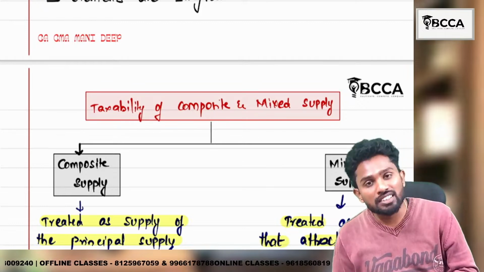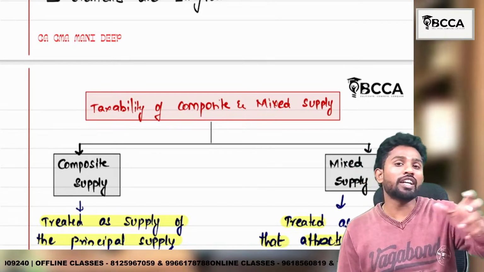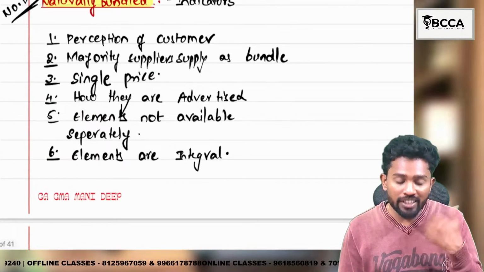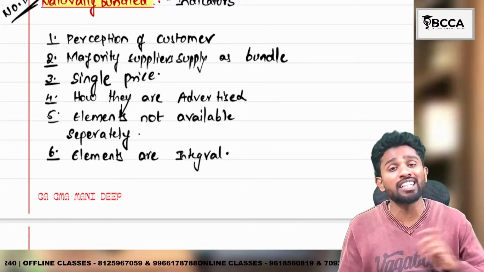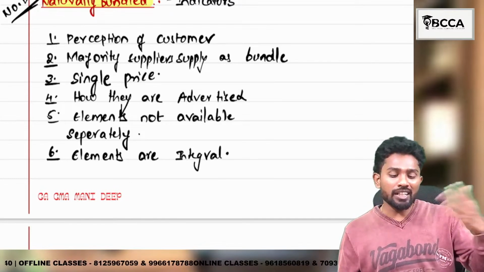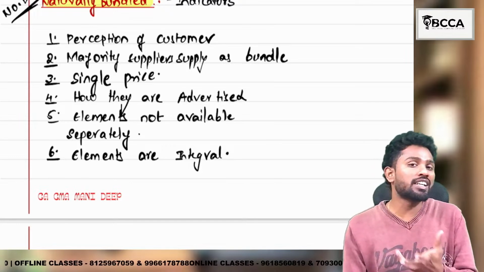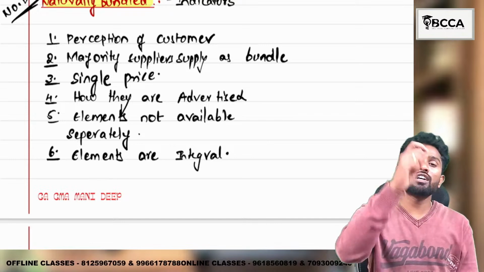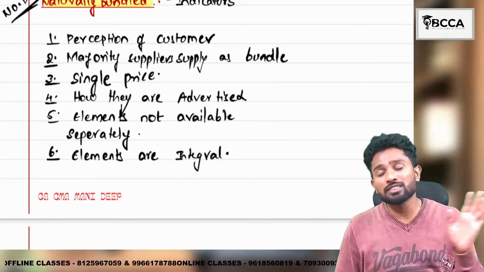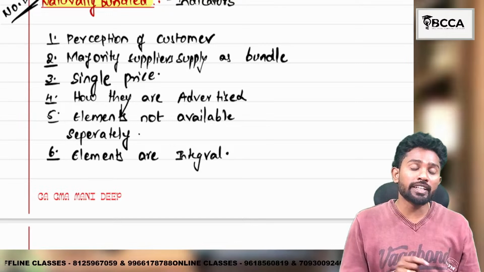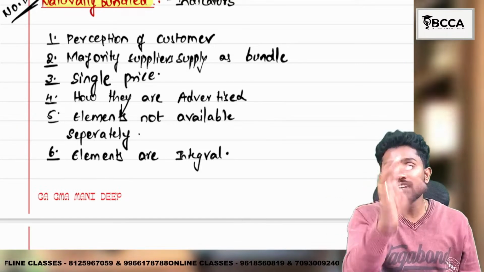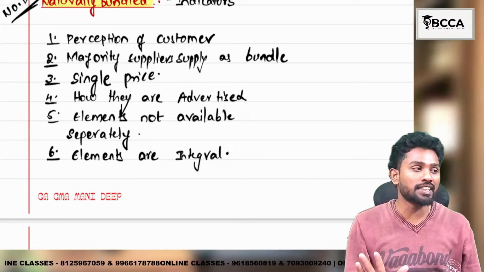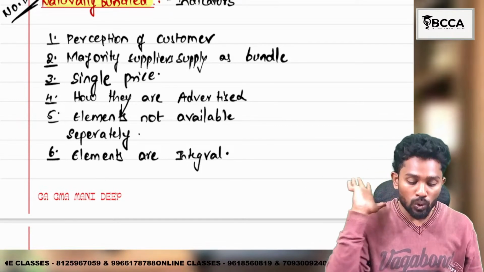Why? Because it's not naturally bundled: every student will not expect the same, and not all stationery shops will do the same. Also, the elements are available separately, and they have separate prices. The majority will not sell like that, and they are not advertised like that. So it's not a composite supply; it comes under mixed supply. Now books will have one GST rate, the bag another rate, the pen some other rate, and the eraser some other rate. Which rate has to be taken? Out of this bundle, whichever has the highest tax rate, that rate alone has to be levied on the whole bundle.